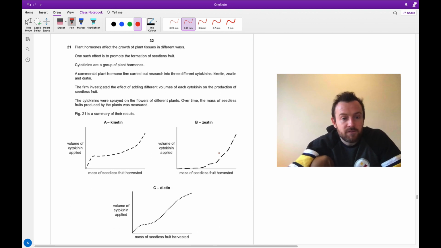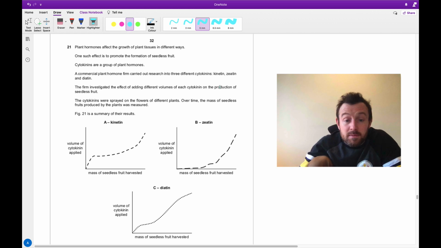Plant hormones affect the growth of plant tissue in different ways. One such effect is to promote the formation of seedless fruit. Cytokinins are a group of plant hormones. The commercial plant hormone firm carried out research into 3 different cytokinins. So there are different types of them: kinetin, zeatin, and dietin. The firm investigated the effect of adding different volumes of each cytokinin on the production of seedless fruit. The cytokinins were sprayed on the flowers of different plants. Over time, the mass of seedless fruits produced by the plants was measured.